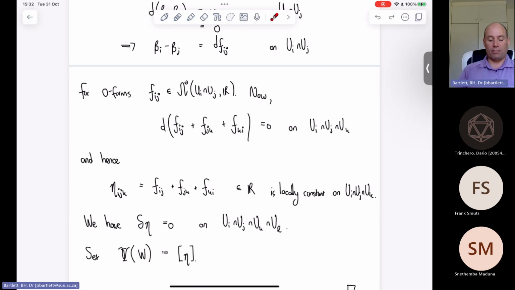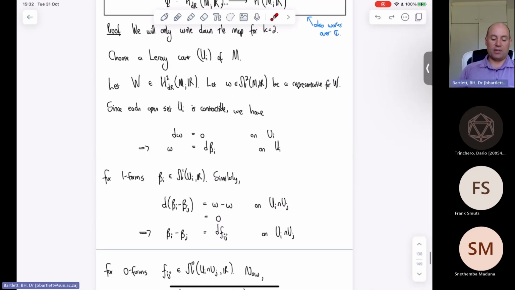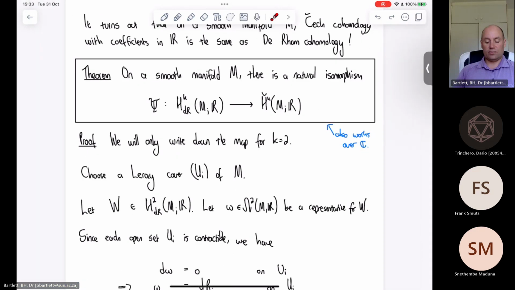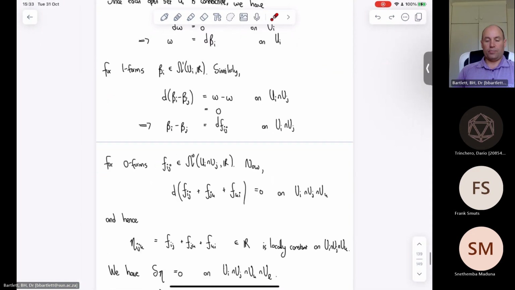So that's how my map works at the level of 2-cocycles. I've started off with a cohomology class in degree 2 here, in the de Rham cohomology, and I produce for you a Čech cohomology class in degree 2, basically by using the Poincare lemma successively. This method is called the method of descent. You descend down until you get a locally constant thing, which would then be a Čech cocycle.